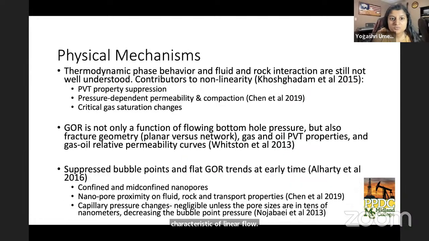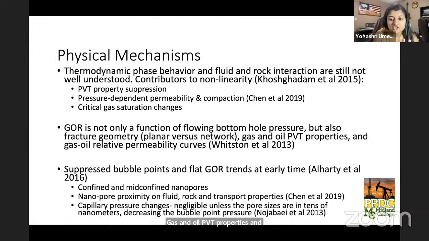So that's pushed me to talk about the physical mechanisms of GOR. Thermodynamic phase behavior and fluid and rock interaction are still not well understood. Contributors to nonlinearity are PVT property suppression, pressure-dependent permeability and compaction, and critical gas saturation changes. GOR is not only a function of flowing bottom hole pressure, but also fracture geometry, gas and oil PVT properties, and gas-oil relative permeability curves.